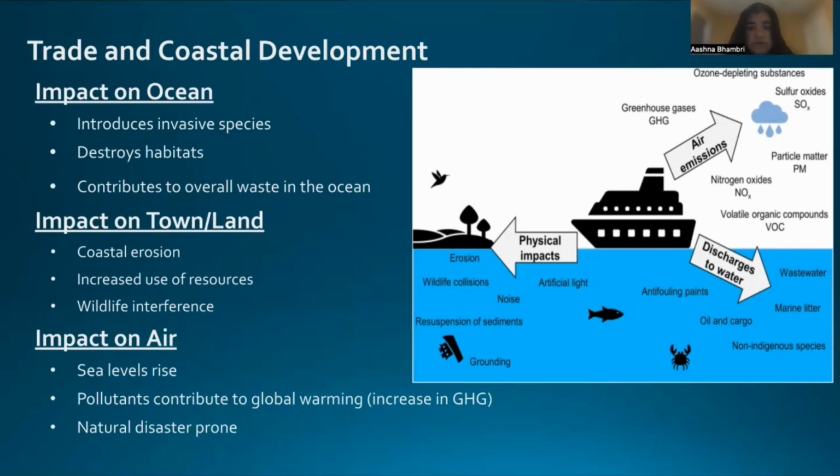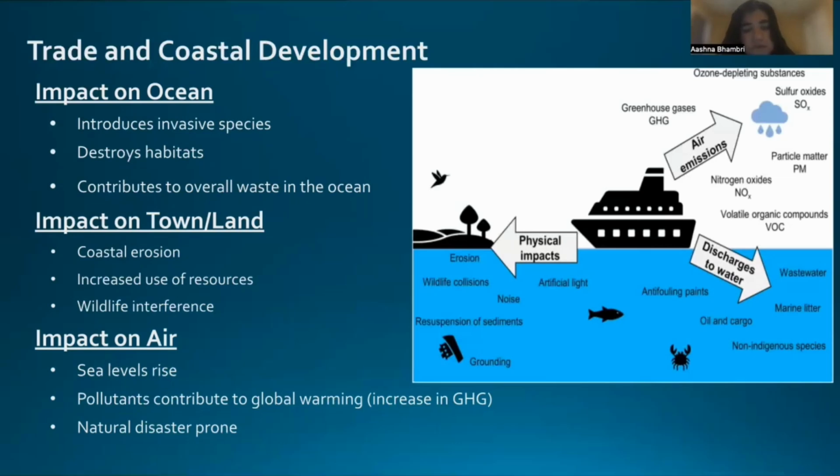There's people on the boats that are contributing to the litter, and an increase in tourism. People are throwing things in the ocean, etc. And there's also impacts on the town and land. There's coastal erosion. Sea levels are rising, which can erode the actual land itself. There's also the physical docking of the boat, which is also impacting the land.